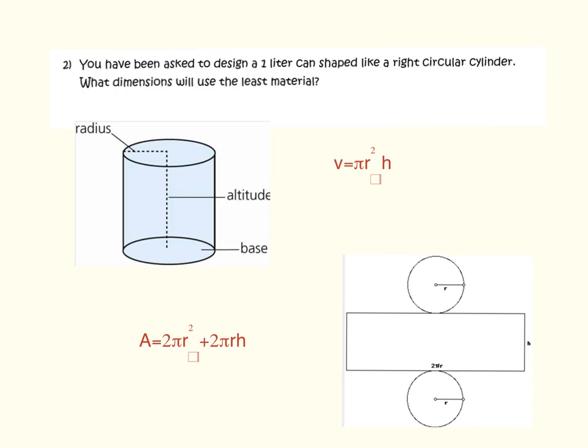The problem here is that we have two variables. As you can see, we have one variable, which is the radius, and another variable, which is the height. As we cannot obtain the derivative with respect to two variables, we have to substitute one of these two variables. To do so, we're going to use the other formula, the formula of the volume, because they are giving you restrictions on this volume. They are asking you to design a can that contains 1 liter.